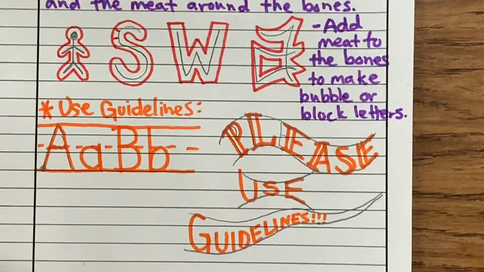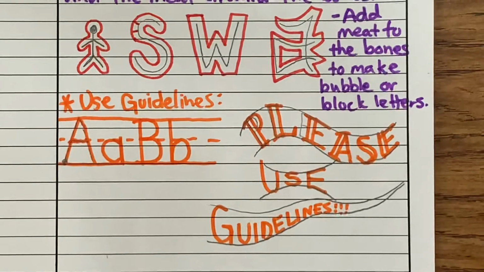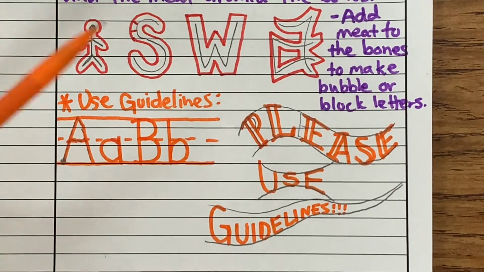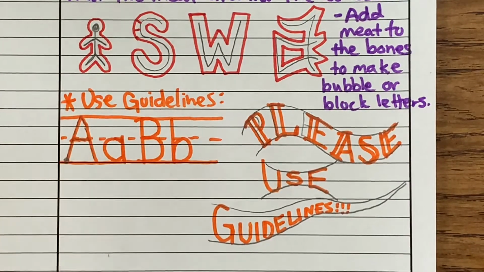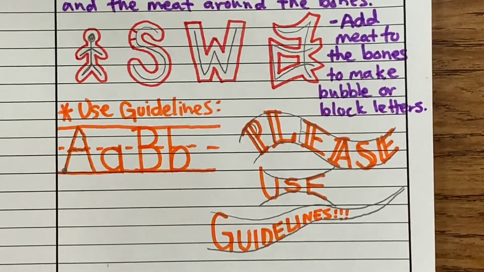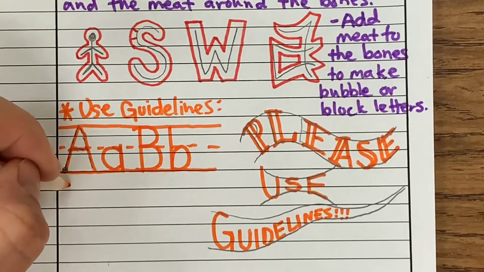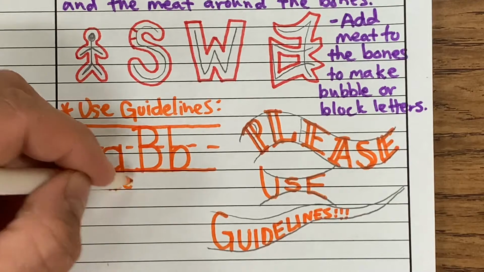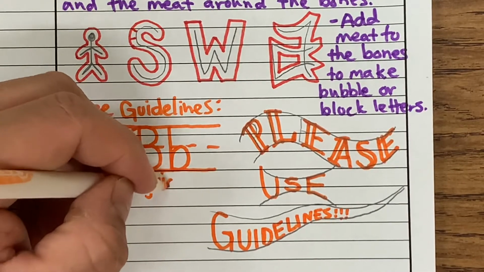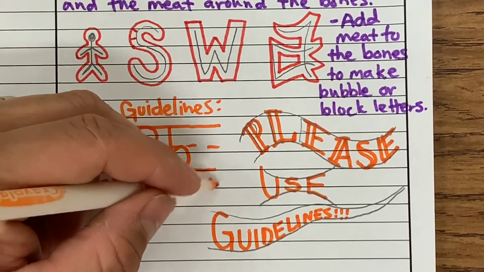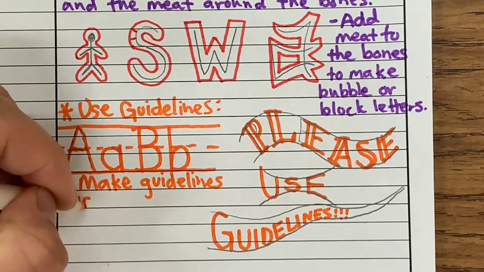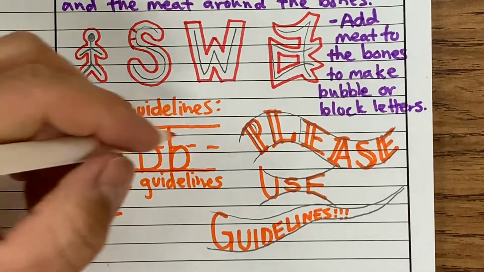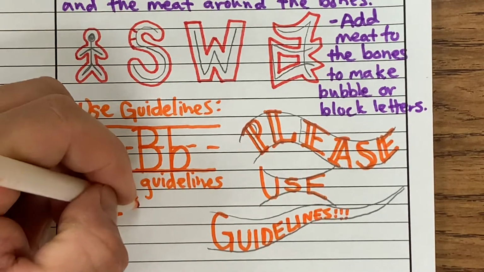Those are exclamation points. Please use guidelines, it says. And then the last thing I want to say about the guidelines, this also goes with the stick letters, the guidelines. You need to make those really light, because once you're done, you're going to erase those. So make your guidelines light, so you can erase them when done.